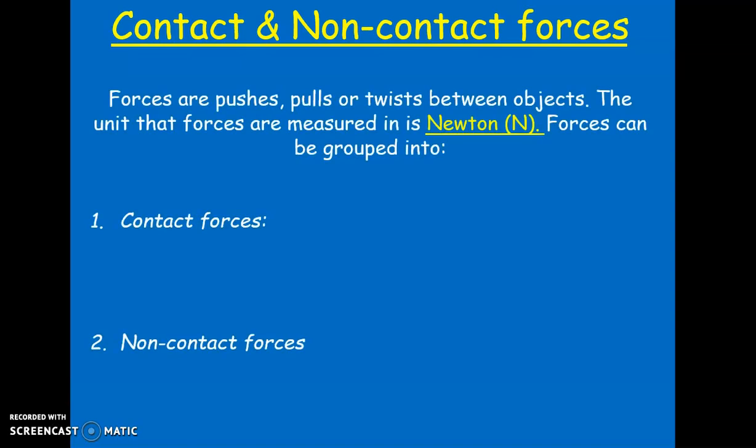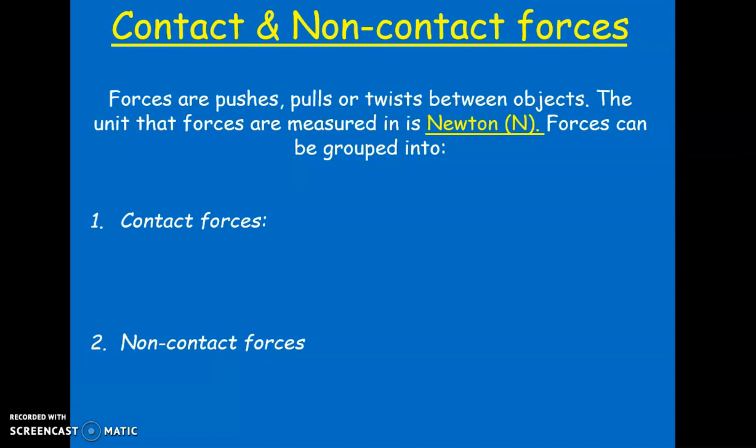So let's move on to forces. Now we're focusing on the vector quantity of forces. And that's what this whole unit is about. Forces are generally, if you simplify them, pushes, pulls, or twists between objects. Forces are always measured in a unit called Newton. So we might say, for example, that if we pull something along the ground, it's being pulled with a force of 3 newtons. And that's represented with a capital N after the number.